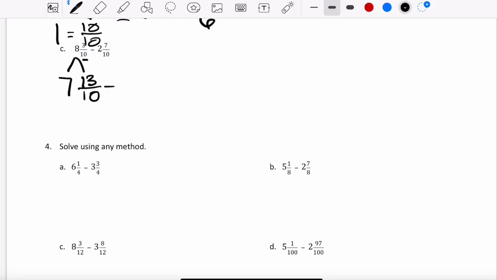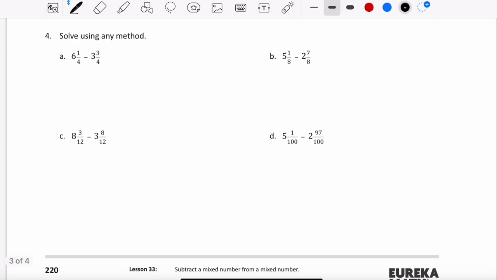Now we can subtract the 2 and 7/10. So we subtract our whole numbers first, 7 minus 2, and we get 5, and then we subtract our fractions, 13/10 minus 7/10. 13 minus 7 is 6, so we have 6/10. 5 and 6/10 is our answer.